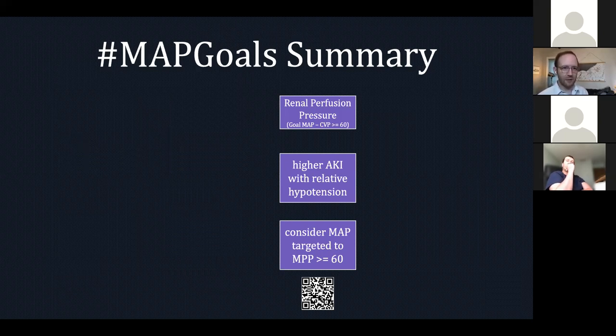But this looked at time of relative hypotension, which was defined by a renal perfusion pressure, which is MAP minus CVP, less than 60. And the longer period of time that you spent with relative hypotension, there was a higher rate and duration of AKI. Really neat study. Check it out if you're so inclined.